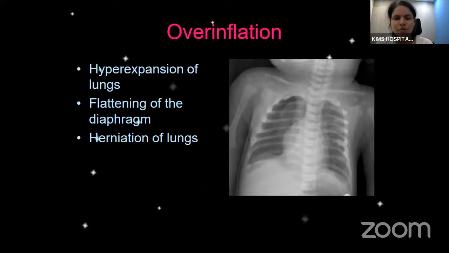X-rays are also used for identification of some of the misadventures or complications with mechanical ventilation or with non-invasive ventilation such as CPAP. So some of these are the presence of hyperinflation of the lungs. This is characterized by the hyperexpansion of the lungs indicated by the presence of more than 8 posterior intercostal spaces or the complete flattening of the diaphragm, or sometimes we may also see herniation of the lungs to the opposite side.